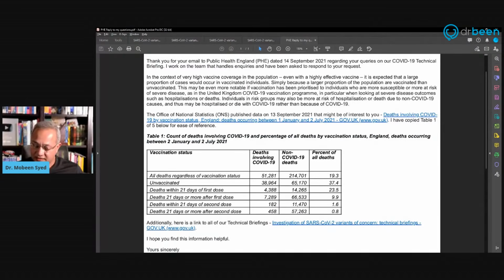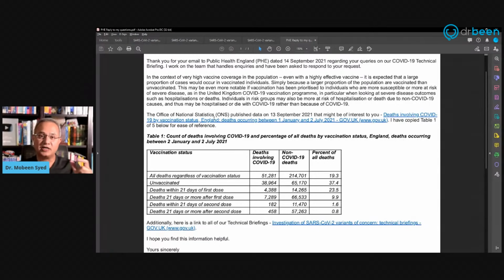The good news is that this link here, deaths involving COVID-19 by vaccination status, England, deaths occurring between 1 January and 2 July, from the Office of National Statistics, is the exact data and link that I was using yesterday. The reason for me to use this was the following. The Public Health England data that I'll show you in their technical brief in a minute is the absolute number of cases of COVID in people vaccinated or not, of Delta or Mu or other viruses, and so many deaths. These were just plain raw numbers. But to make sense of those numbers, one has to look at the stratifications. For example, we have to see the population sizes in both groups.